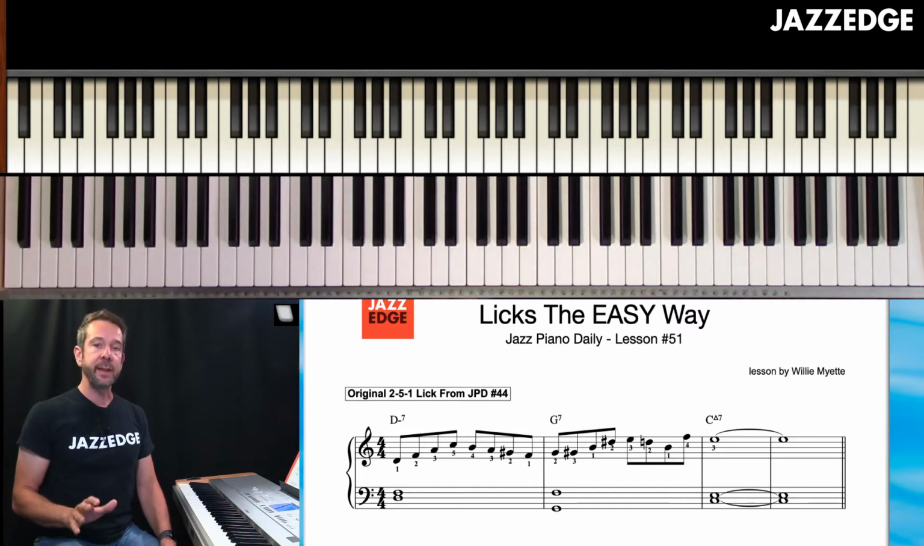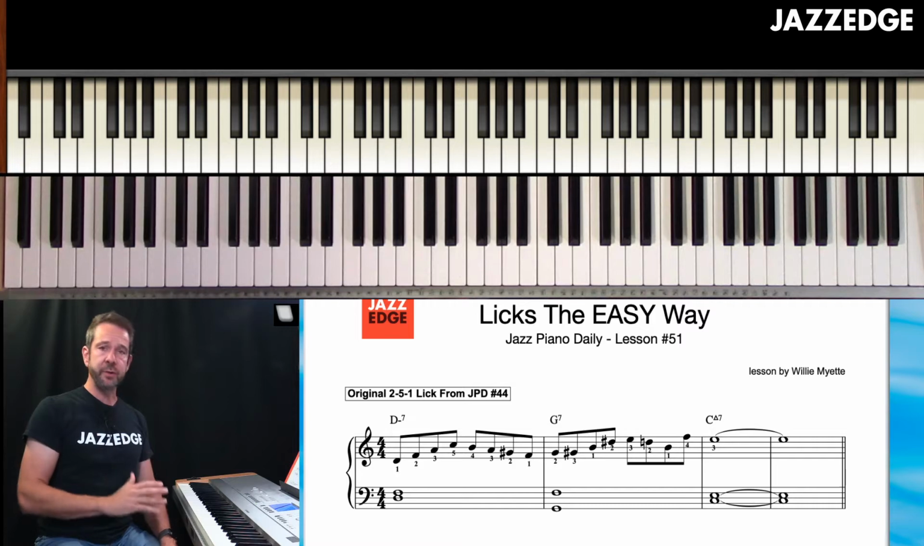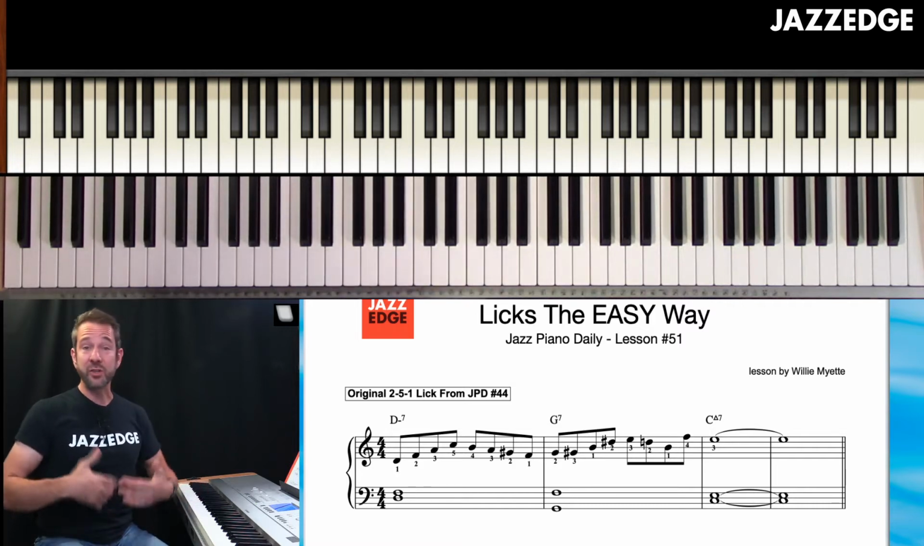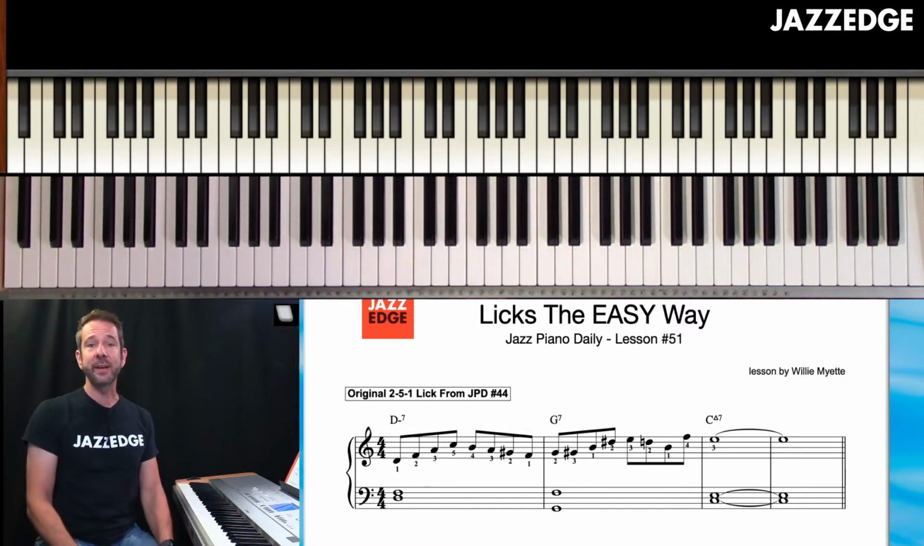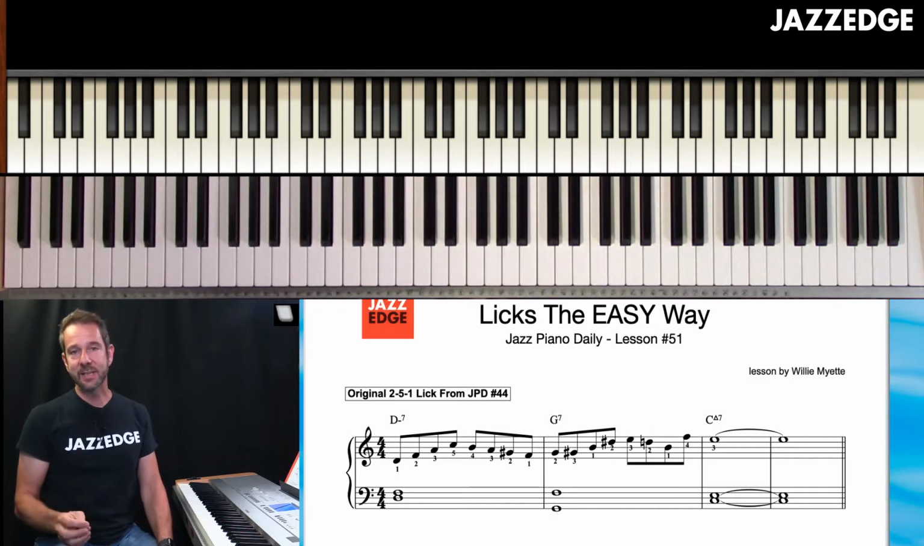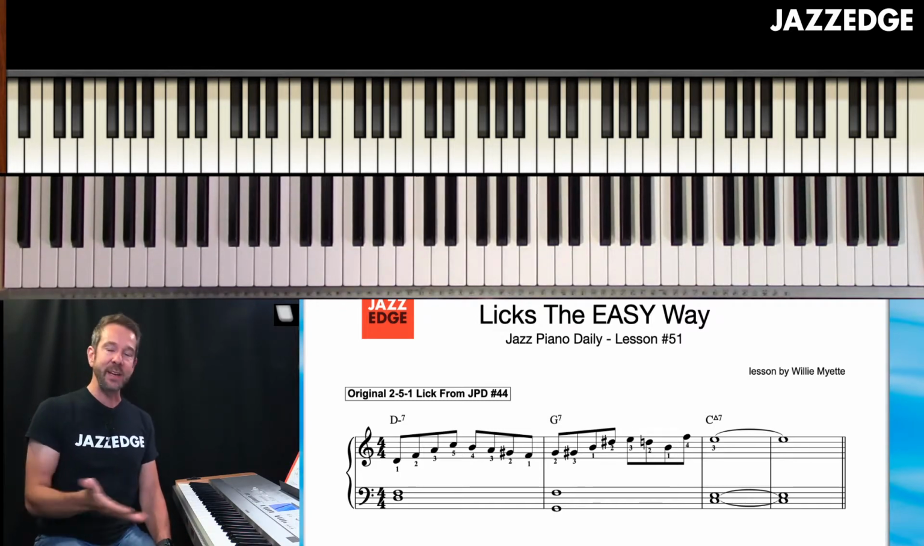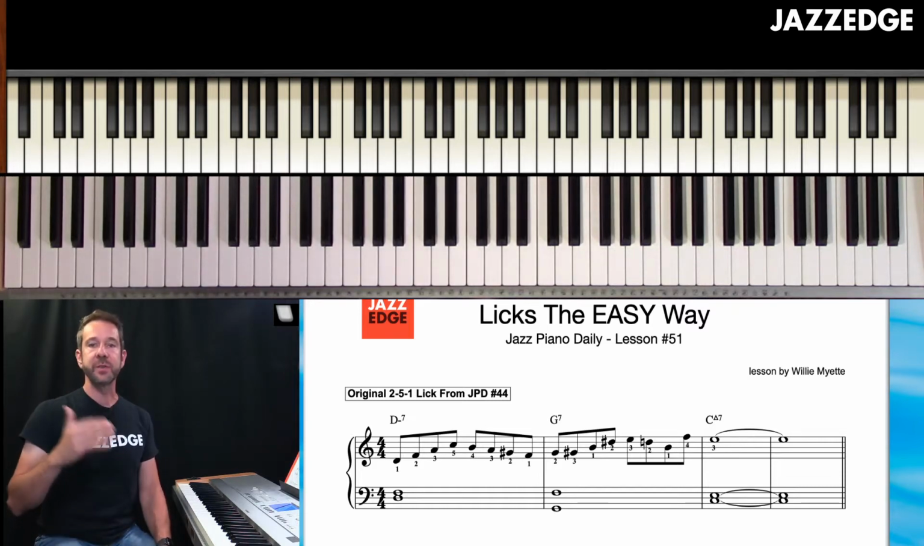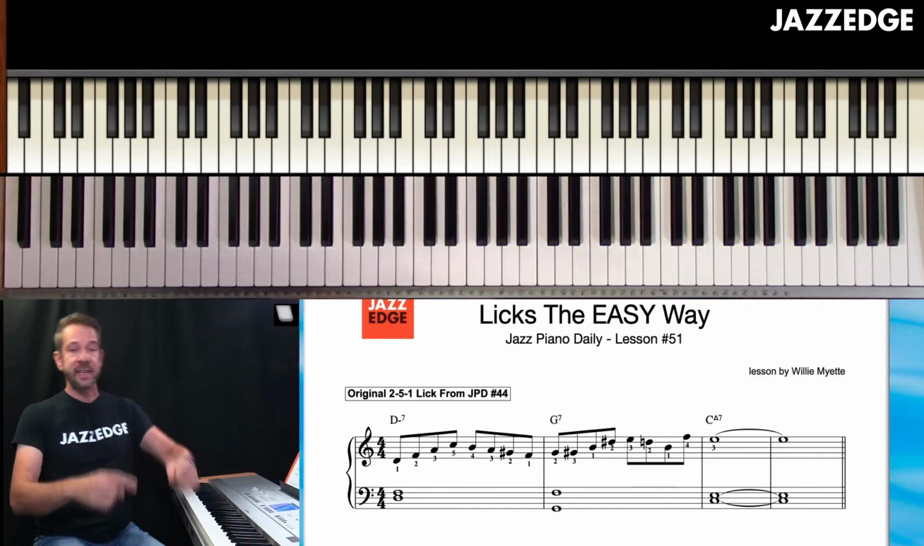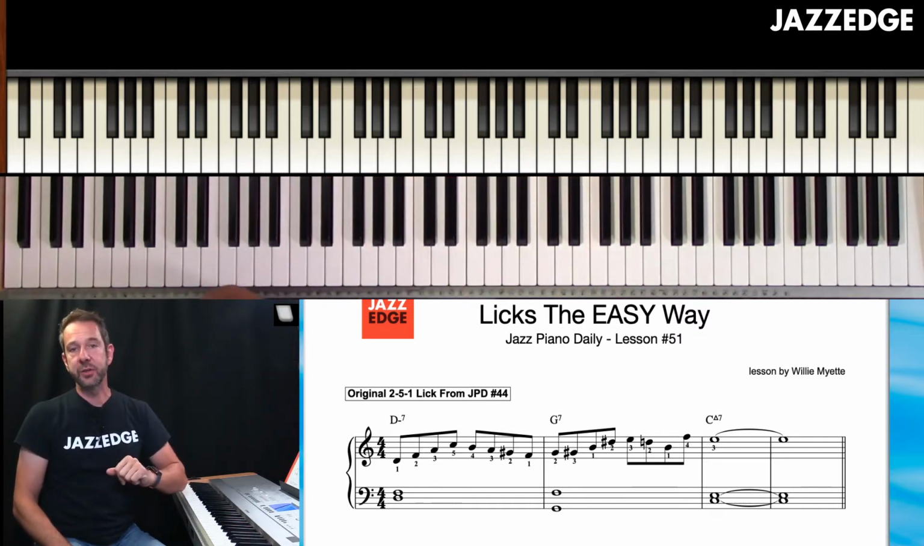So a better way that I have found to transpose not just licks, but songs and really anything at the piano is through analysis, right? So you want to analyze what it is that you're doing. You want to analyze what the lick is, what the progression is, whatever it is you're playing. You want to analyze it, and by analyzing it, then you can apply it to another key.